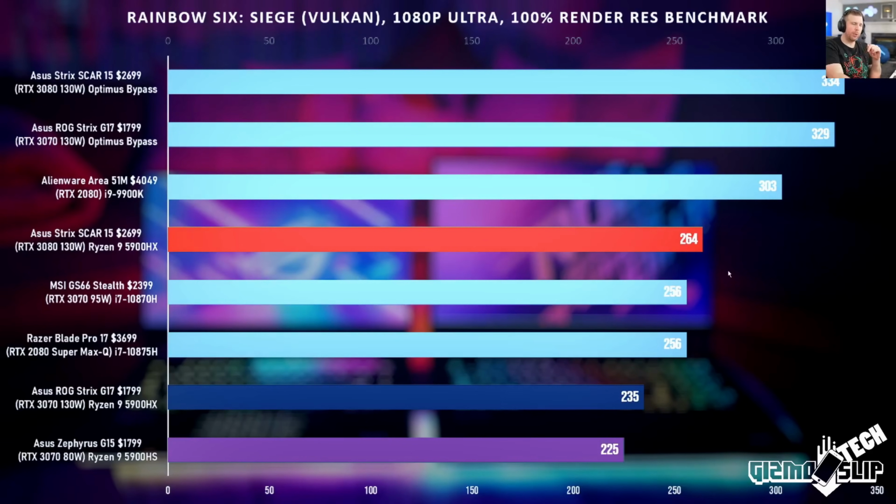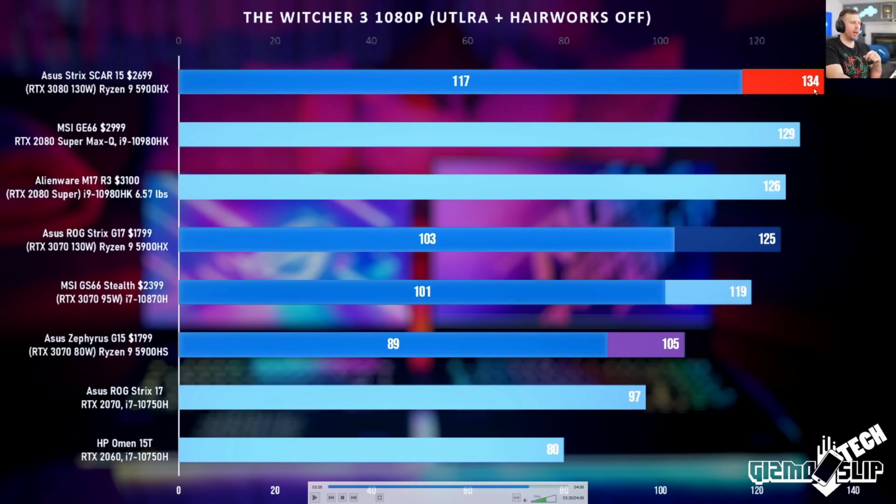Taking a look at Rainbow Six Siege, you can see we got 264 FPS on the Scar 15 on the internal display, but we got 334 FPS on an external display. So again, NVIDIA Optimus is holding us back, bottlenecking us. But again, you got to keep in mind our target frame rate is 165 hertz on these two laptops, which we're easily hitting. But on the Strix G17, we're not fully taking advantage of that 300 hertz display. If you really want to hit 300 hertz, you're going to have to lower some settings to be able to hit that.